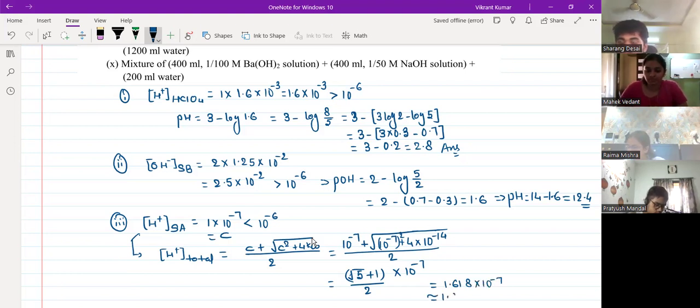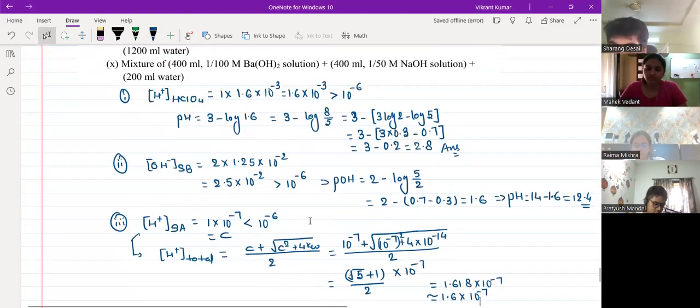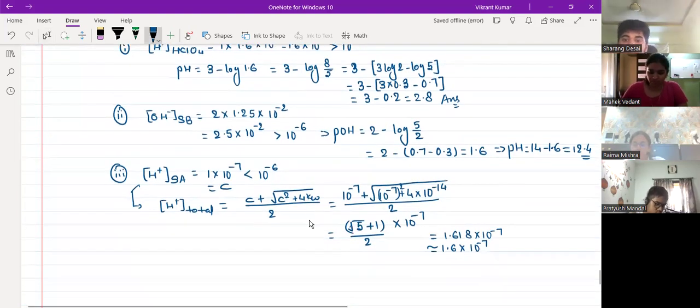Approximately I am taking that as 1.6 into 10 raised to minus 7. So that's why if we need the pH now, we'll calculate 7 minus log 1.6. Log 1.6 we have already calculated, it is above. This was coming 0.2. So that's why we'll write pH will be 7 minus log 1.6.